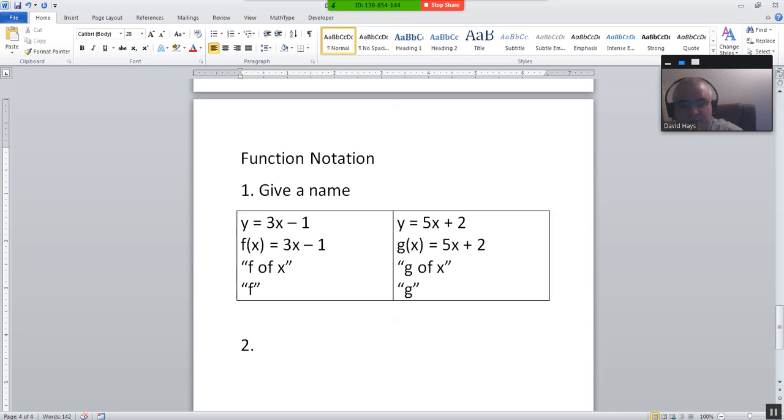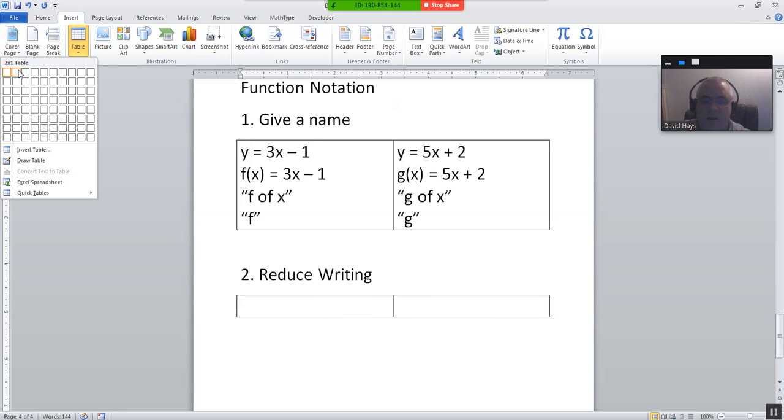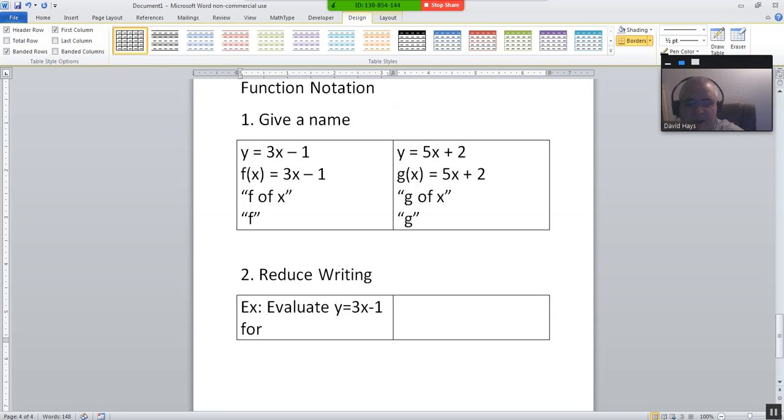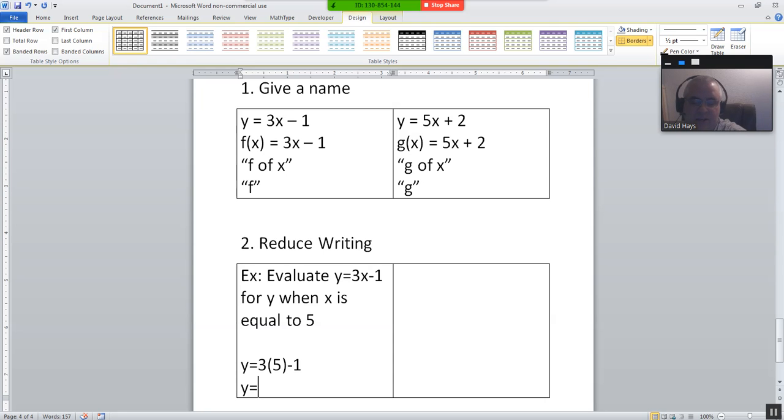Second purpose is to reduce writing. And we'll see what in the world I mean by that with an example. Had problems before that would say evaluate y is equal to 3x minus 1 for y when x is equal to 5. And what you would do is you go through, and everywhere you have an x, you'd put in parentheses, and then you put 5 in. So you'd have y is equal to 3 times 5 minus 1. 3 times 5 is 15, minus 1 is 14.